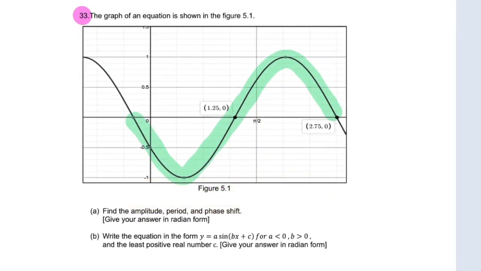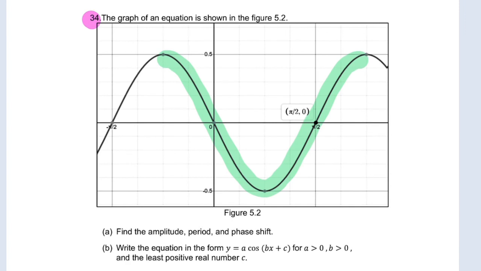So you can try out question 33 in your workbook. This is a general graph of the equation given, so you need to find the amplitude, period, and phase shift, and it's mentioned here the graph is sine. So let me highlight for you. You need to focus on this graph here because you are looking at sine.